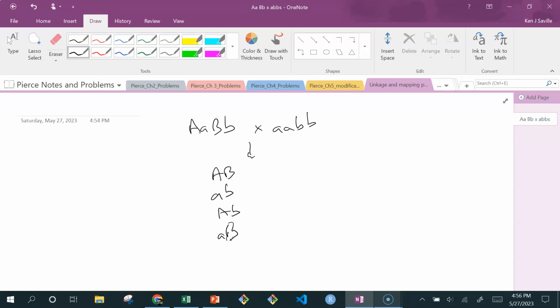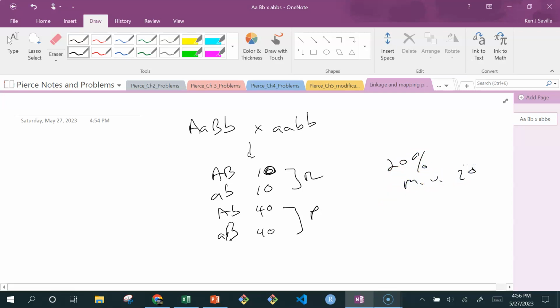So let's say we had an example like this. We saw 10% were this, 10% were this. That's 20%, and then 40 and 40. So you look at that, and you say these are the parentals. These are the recombinants. The recombinants are 20%, and so the map units are 20%. So that part doesn't change.